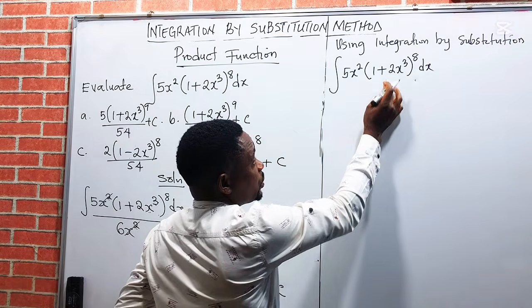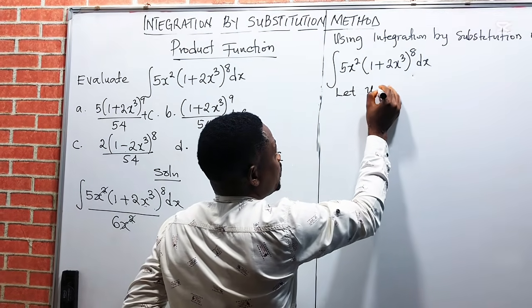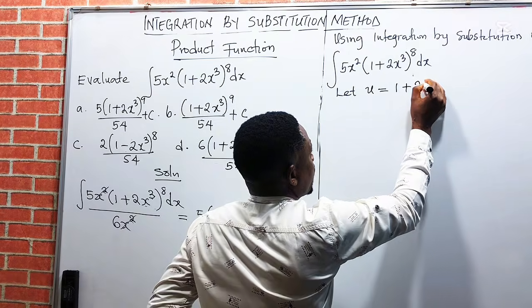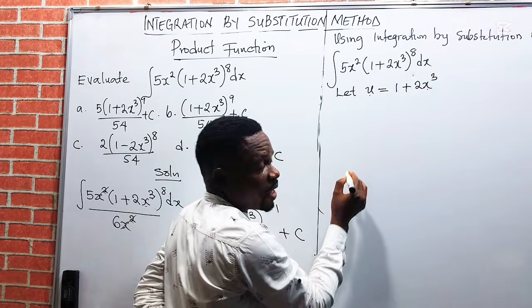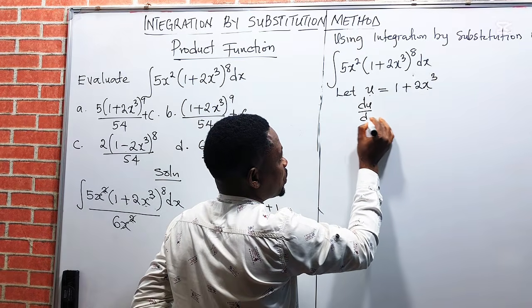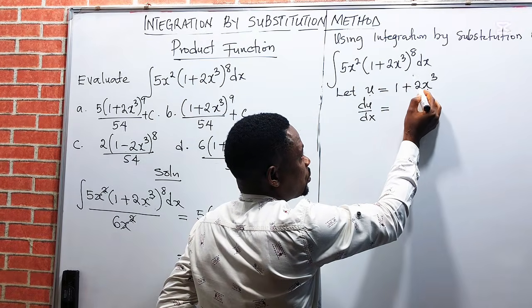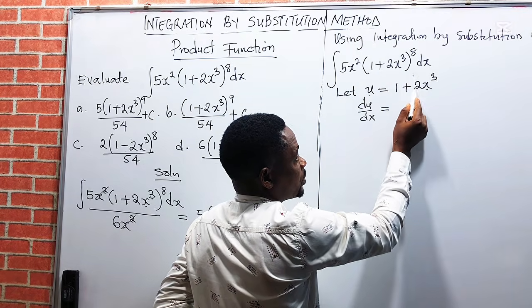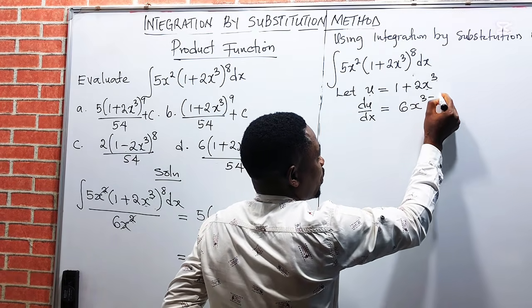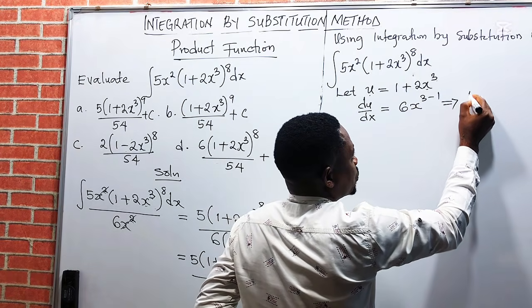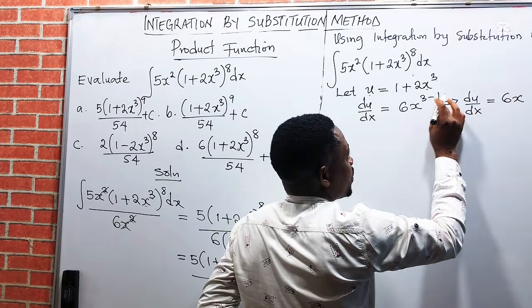So what we are going to do is to consider the one inside the bracket as U. We now say let U be equal to 1 plus 2x all to the power of 3. Then differentiate U with respect to x. It will give you du over dx. Then 1 is a constant, is 0, throw it away. Then differentiate 2x to power 3. Remember differentiation, 3 times 2 will give you 6, 6 x raised to power 3 minus 1, which implies that du over dx is 6x, and 3 minus 1 will give you 2.